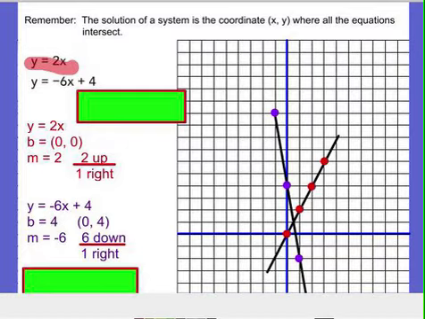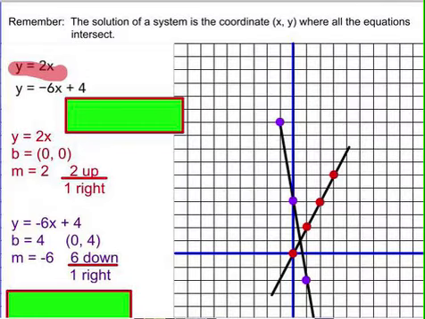Again, where those lines intersect, that is your point, which is right here. So that is your solution.